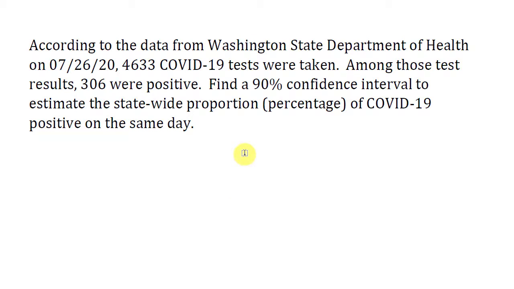So here, looking into the question, I first have to make clear that commonly any confidence interval problem will eventually have a statement somewhere asking us either to find or to construct. So right here, find a confidence interval. And the purpose of this confidence interval is to estimate the statewide proportion of COVID-19 positive on the same day. Our main goal is to find the confidence interval, but this number given here is regarded as the confidence level.